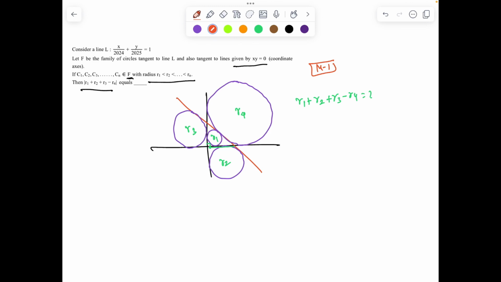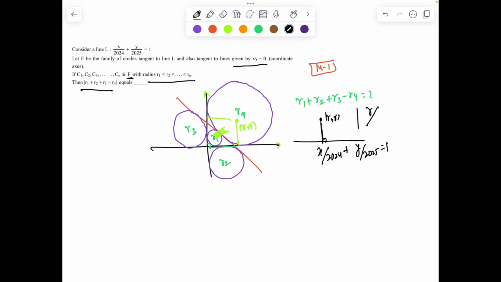So method 1 will be just straight coordinate geometry. I'll assume the center of this circle to be, let's say, R comma R, because it's touching the coordinate axis. Now R comma R takes care of both of these circles, the in circle as well as the x circle in the first quadrant. And what I will do is take the distance from R comma R to the line x by 2024 plus y by 2025 equals 1.